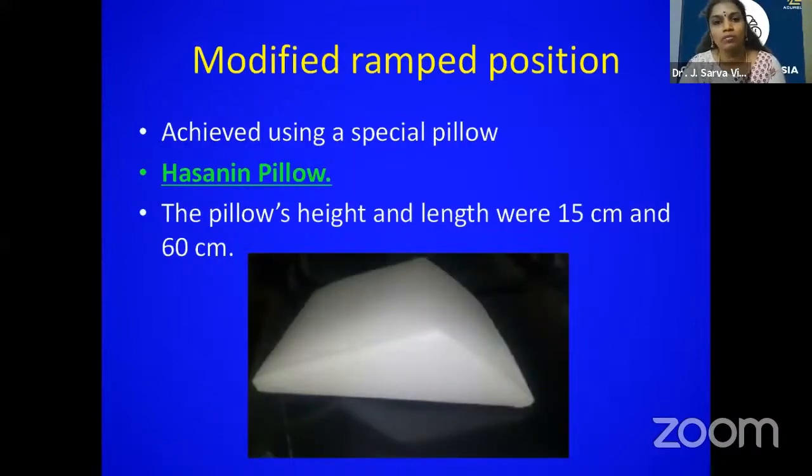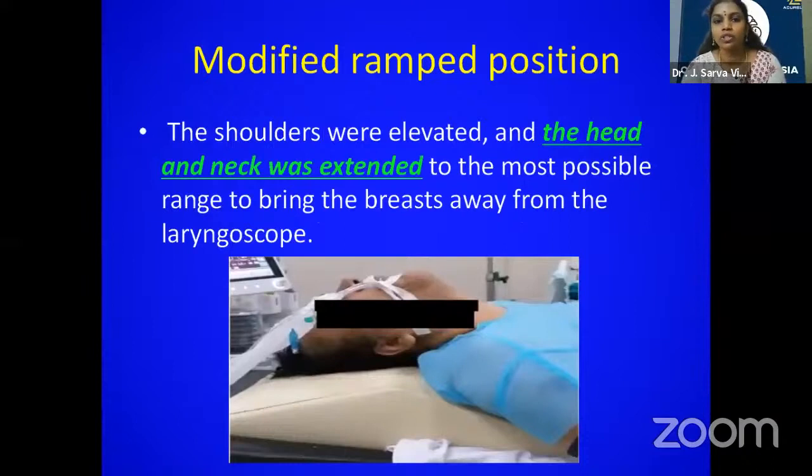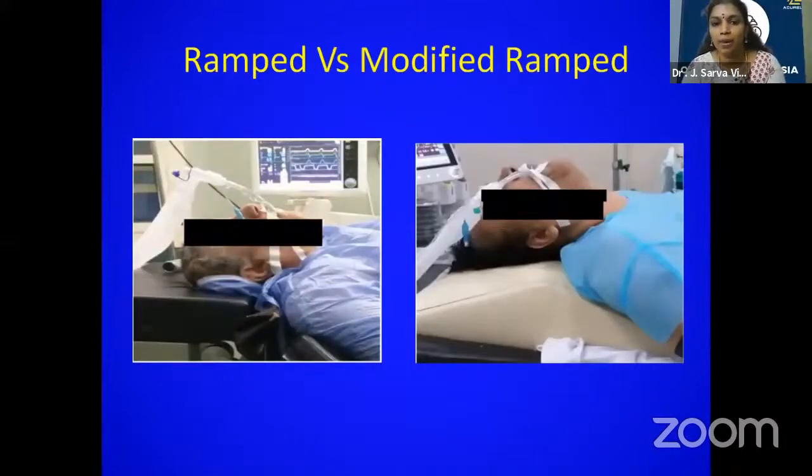In the patients who were allotted for the modified ramp position, this position was achieved using a special pillow known as the Hassanin pillow. It is named after the author of this article. And this pillow's dimensions were the height and the length were 15 and 60 centimeters respectively. In this position, the shoulders were elevated and the head was also extended to the most possible range to bring the breast away from the laryngoscope. So this is the comparison of the ramp position versus the modified ramp position, wherein we can see a bit more neck extension offered here.